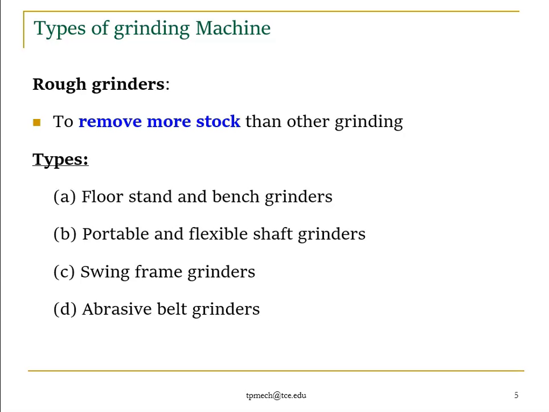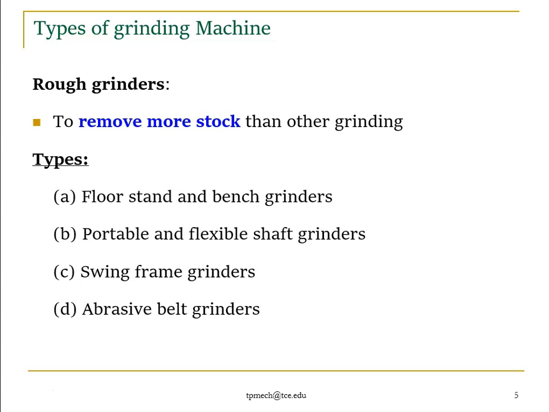So in the first case, the metal removal rate may be very high, but we cannot get a good surface finish. But in the second case, the metal removal is very low, but we can get a good surface finish, right? So for rough grinders we have many types. Here we listed four: floor stand and bench grinders, portable and flexible shaft grinders, swing frame grinders, and abrasive belt grinders. These are some of the types of rough grinders.